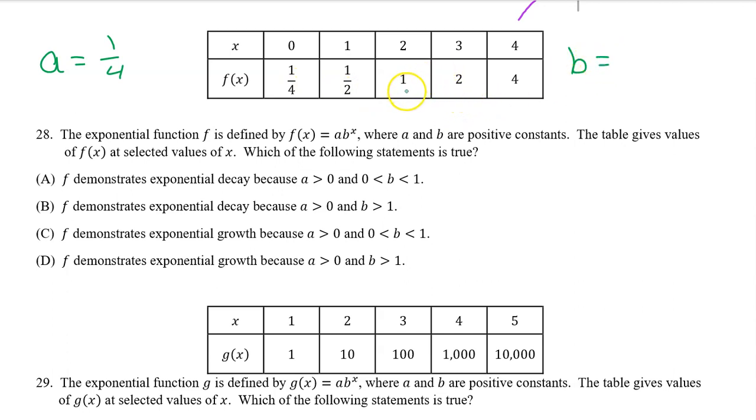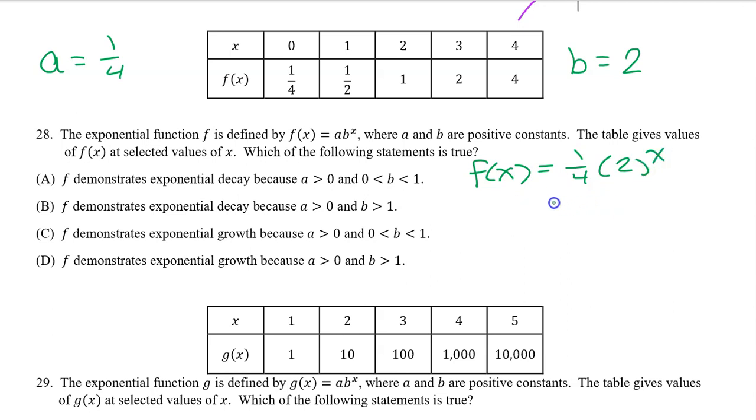2 divided by 1 is 2. Let's check one more. 4 divided by 2 is 2. The b value is 2. So that means putting it together, f of x is equal to 1/4 times 2 to the x power.